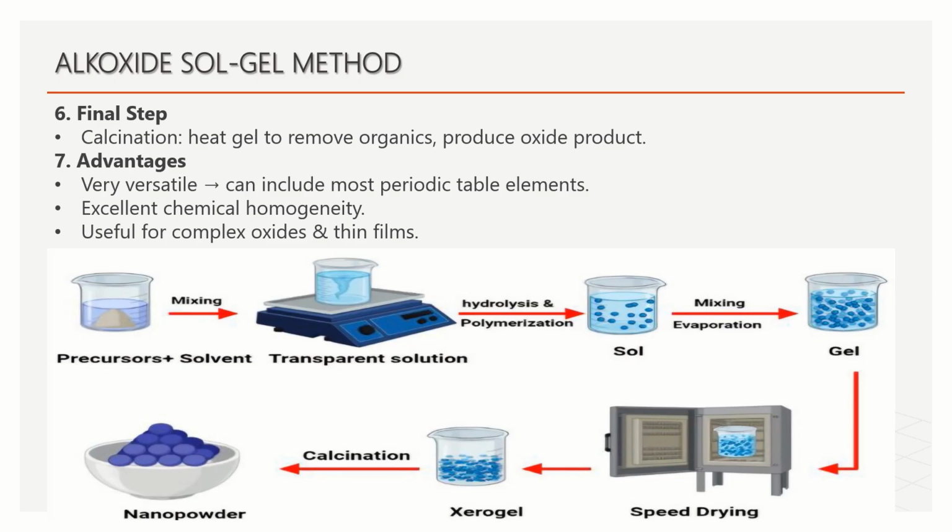If we keep drying it, the sol becomes a transparent gel, which is shown here. After the hydrolysis and polymerization of the precursor and the solvent, the sol is formed, and the evaporation of it gives us the gel. This is basically a solid network with liquid trapped inside. The important thing is that no crystals should form at this stage. We want a smooth, amorphous, uniform gel. In the final step, we heat the gel. This heating removes water, organic groups, and hydroxyl, and the amorphous gel crystallizes into the desired oxide material. So the steps are solution, sol formation, gel formation, and then oxide.